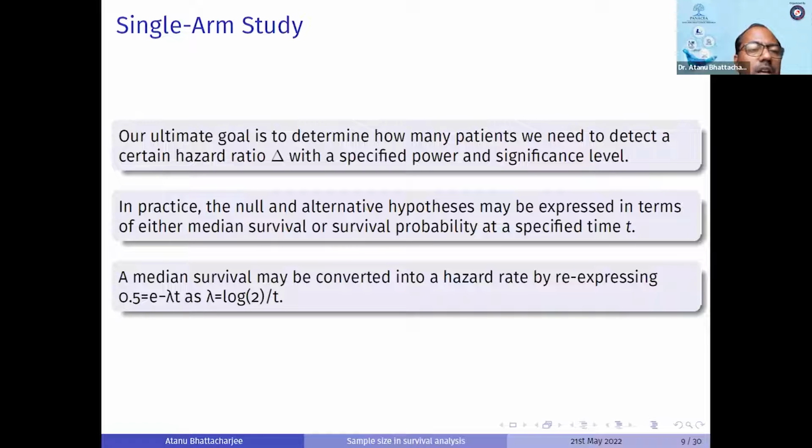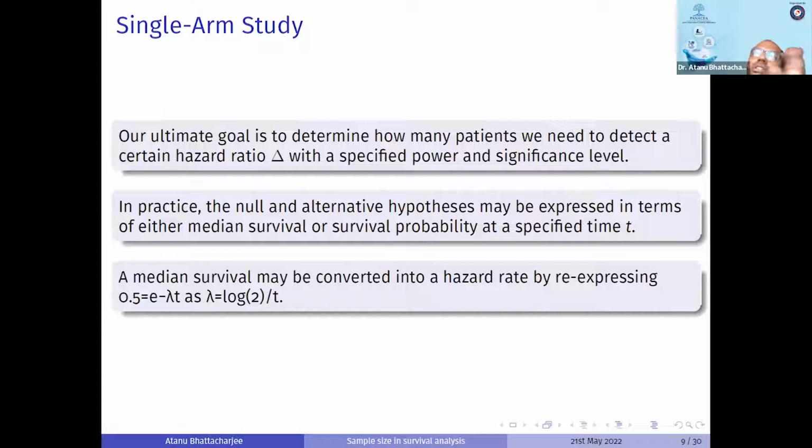The principle is the same. If you increase your difference value, and by difference I mean delta, the ratio value, or lambda naught minus lambda 1, basically the difference between the two hazard rates, then obviously your sample size is going to be lower. If your alpha value is smaller, your error is lower, so obviously your sample size is going to be higher. If your power is high, your sample size is going to be high. So this principle always appears here as well.